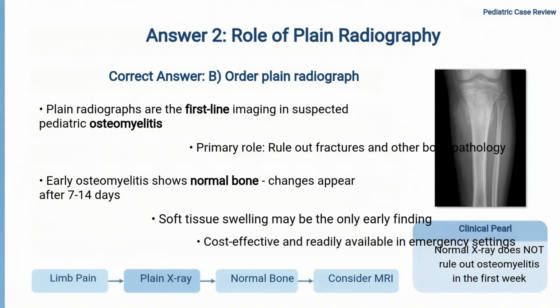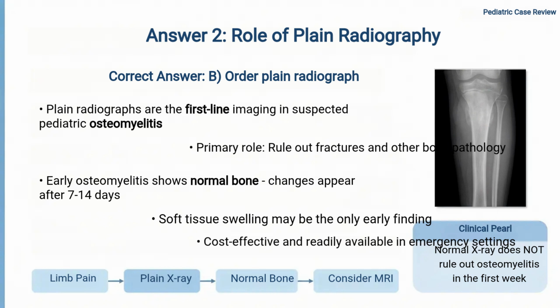Plain radiography is the first-line imaging investigation in any child with suspected bone pathology. Its primary role is to exclude fractures and other bony abnormalities rather than to confirm osteomyelitis directly. In early osteomyelitis, the bone appears completely normal on plain film because periosteal reaction and lytic changes only become visible after 7 to 14 days of infection.